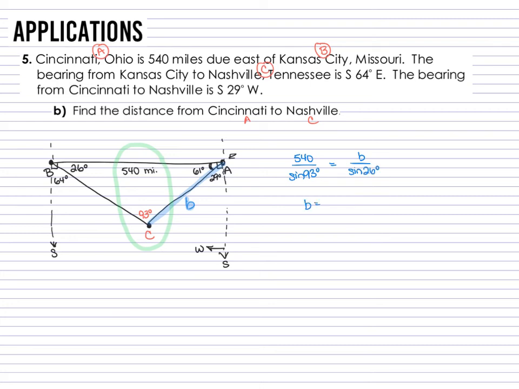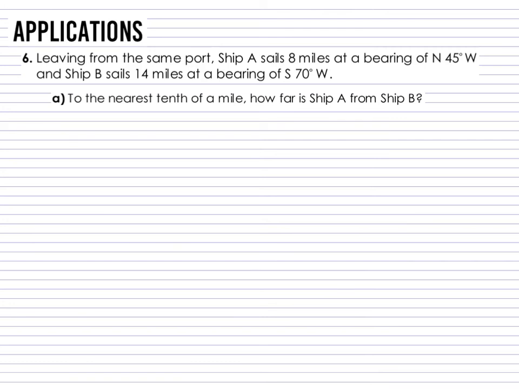So B is equal to, we're going to multiply both sides by the sine of 26 to get B by itself, 540 sine of 26 degrees over the sine of 93 degrees. Put that all in your calculator, and you end up that side B, or the distance from Cincinnati to Nashville, is 237.05 miles.